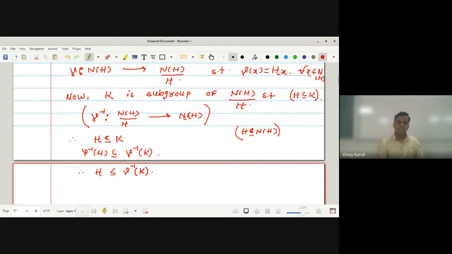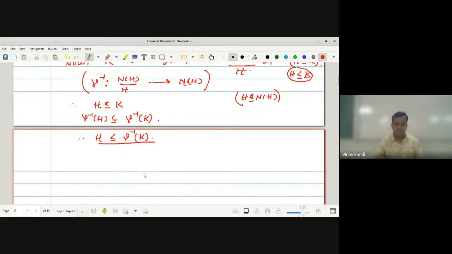Okay, here K, H is contained in K, rather H is a subgroup of K. Why? Here the identity is there. The singleton identity is the subgroup of this quotient group. This is your quotient group K. Okay, what will be its identity? H will be the identity. So H, the singleton identity, is the subgroup of this quotient group. Hence the gamma inverse mapping H is the subgroup of gamma inverse of K. Okay, this is most important, you should understand how this came.